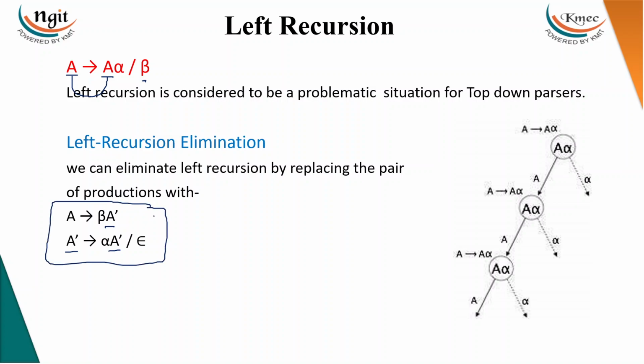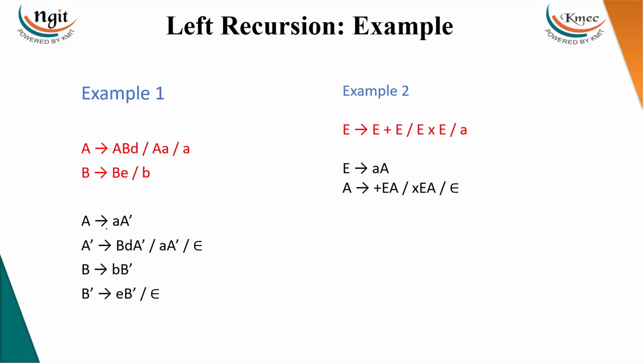We have a big proof for this, but we don't require it now. So if it is left recursive, then identify what is A, what is alpha, what is beta, then simply substitute it. Let me explain with an example.